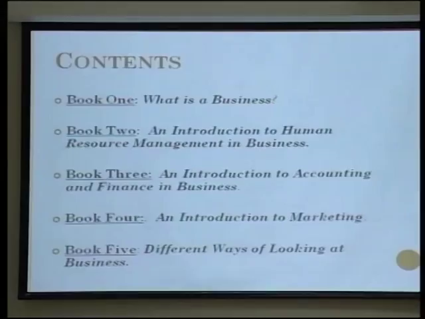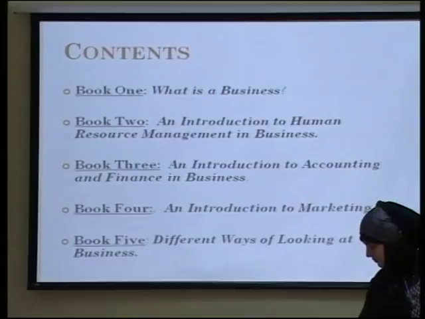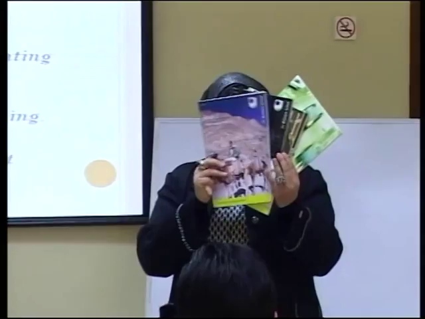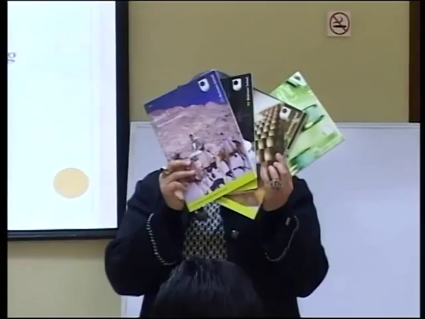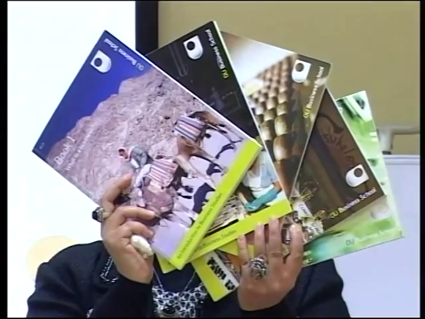All right, the contents. B120 has 5 books. These are the 5 books. Can you see them? Yes. Okay.